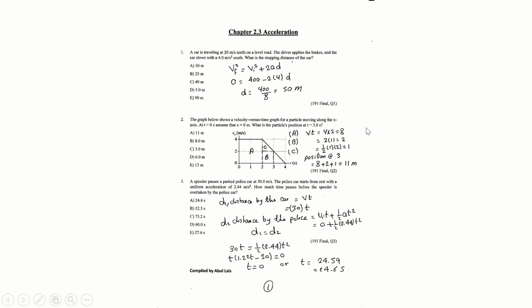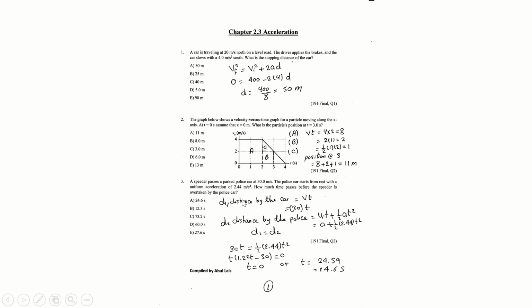Now we can move on to the second problem. It says that the graph below shows a velocity versus time graph of a particle moving along the x-axis. At time t equals 0, assume that x equals 0 meters. What is the particle's position at t equals 3 seconds?